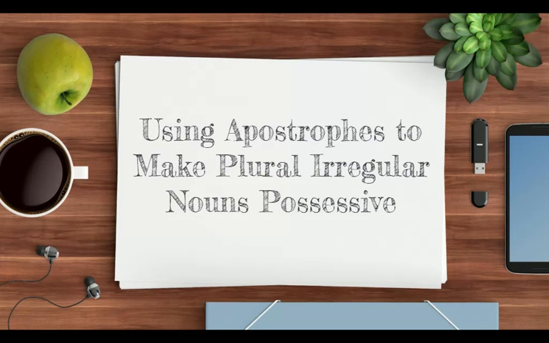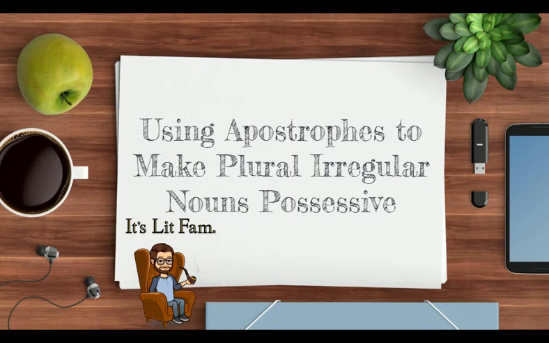So let's throw another wrinkle into things. Let's look at using apostrophes to make plural irregular nouns possessive. Plural irregular nouns possessive. I just want to note, that's a really smart sentence right there. Y'all just sound like you belong in the office of a really expensive mansion, sitting in a nice upholstered chair, smoking a bubble pipe. Sorry.